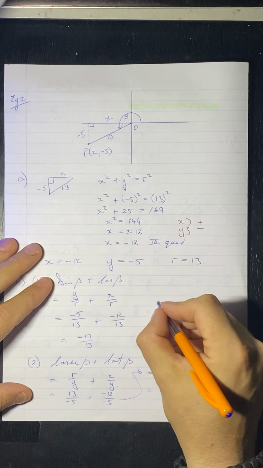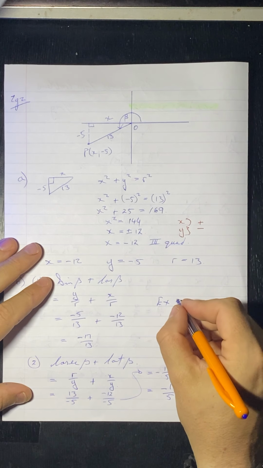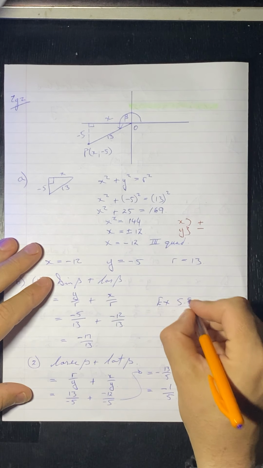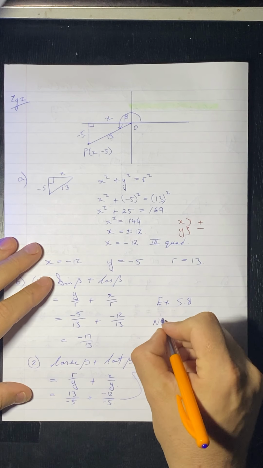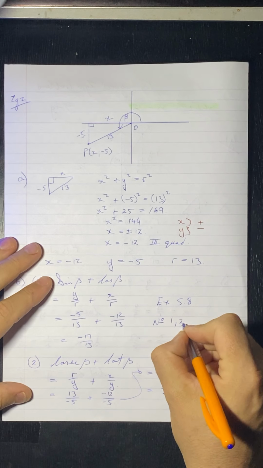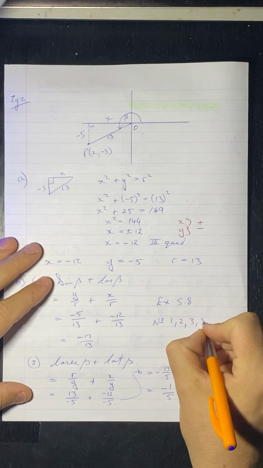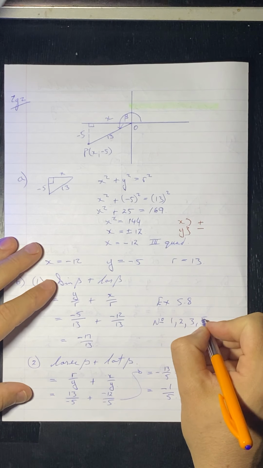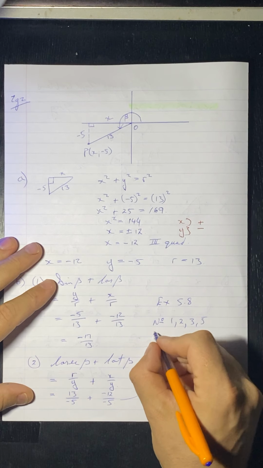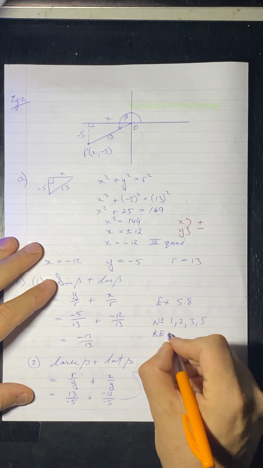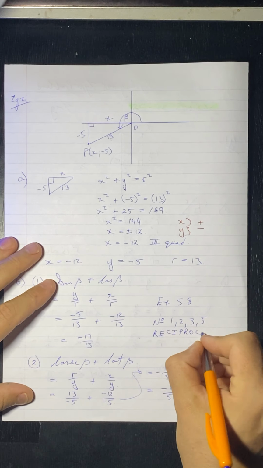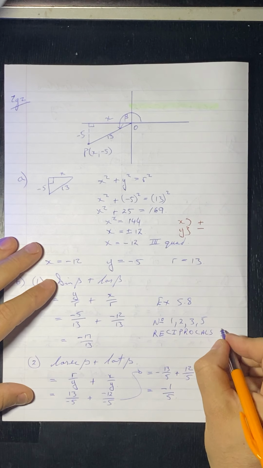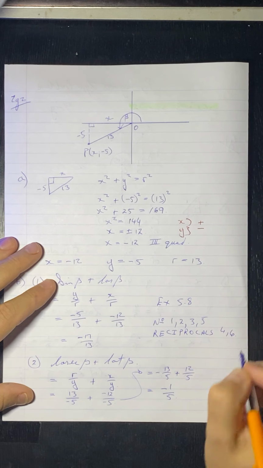Right, grade 10s, I would like you to do exercise 5.8, numbers 1, 2, 3, 5, and then the reciprocals of 4 and 6.